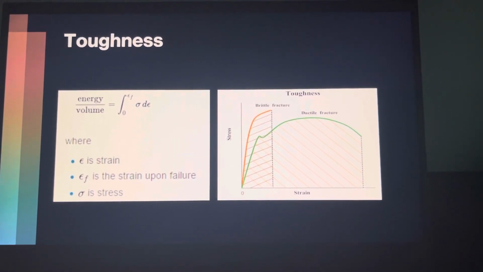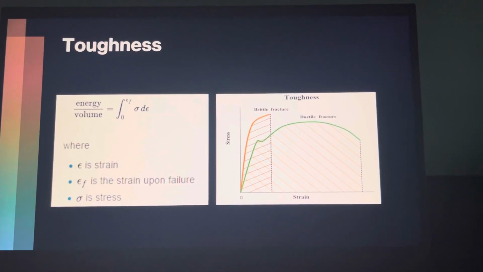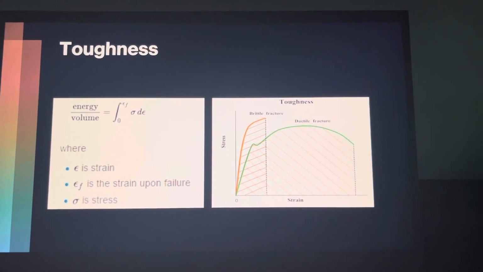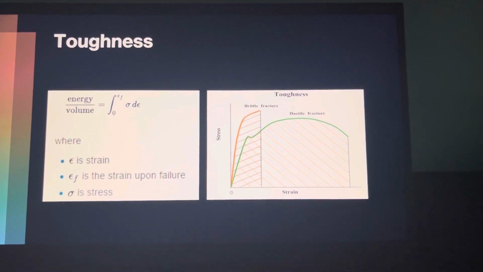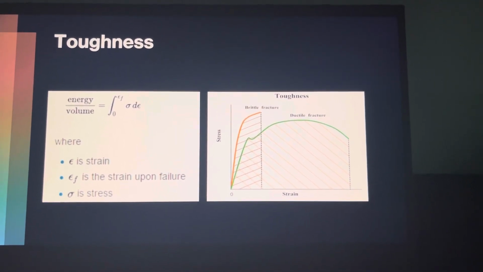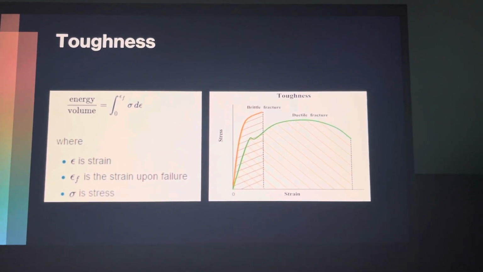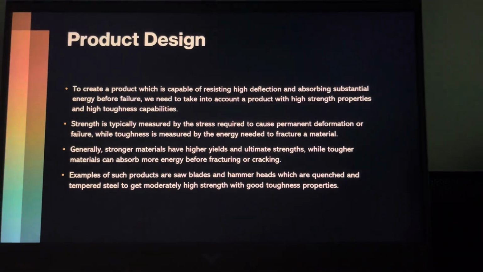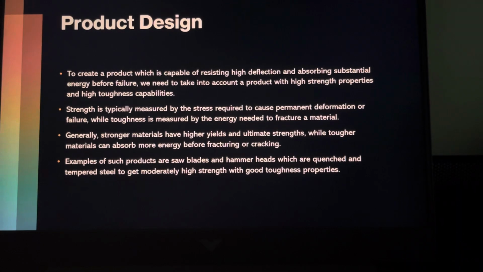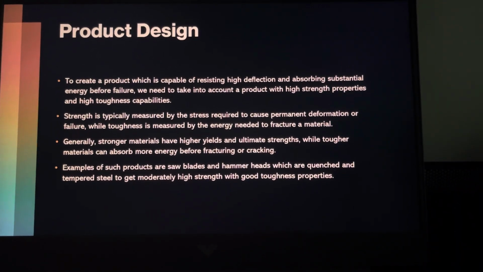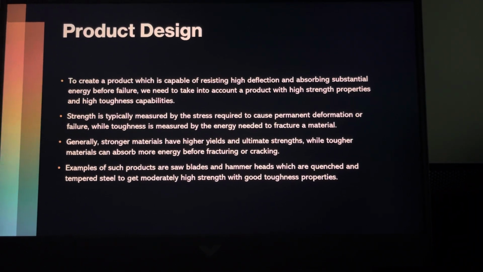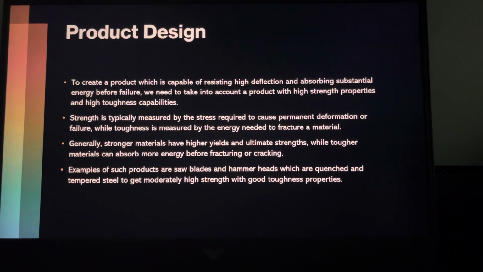Toughness requires a balance of strength and ductility. Toughness can be determined by integrating the stress-strain curve. It is the energy of mechanical deformation per unit volume prior to fracture. And to create a product design which is capable of resisting high deflection and absorbing high energy before failure, we need to take into account a product with high strength properties and high toughness capabilities.